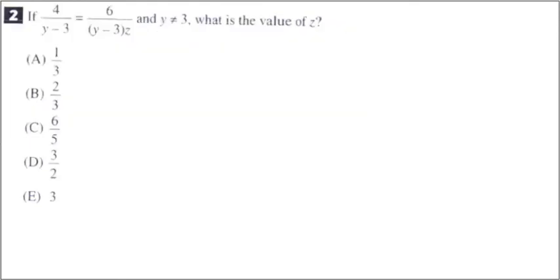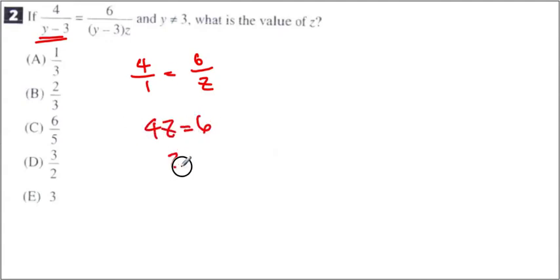Let's move on to the next question, number 2. Here we have 2 expressions given in this way. What is the value of z? Notice that y minus 3 is common, so if you multiply left and right side by y minus 3, we end up getting 4 over 1 is equal to 6 over z. By cross multiplying, we get 4z must be equal to 6, hence z is equal to 6 over 4, which is equal to 3 over 2. So that becomes choice D.